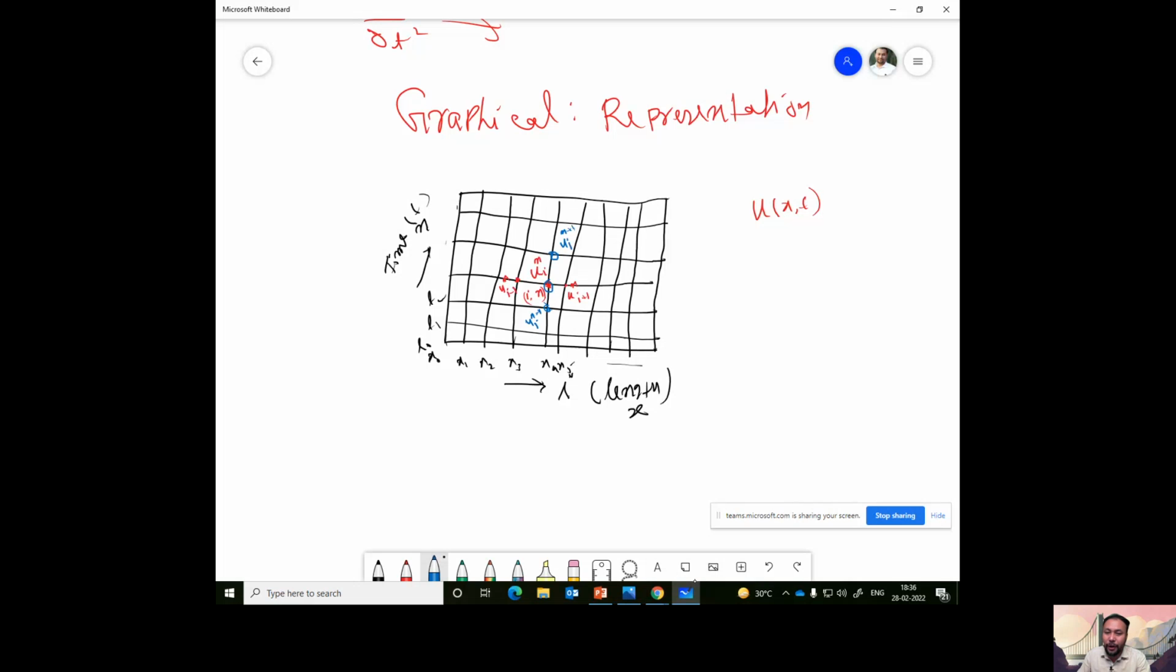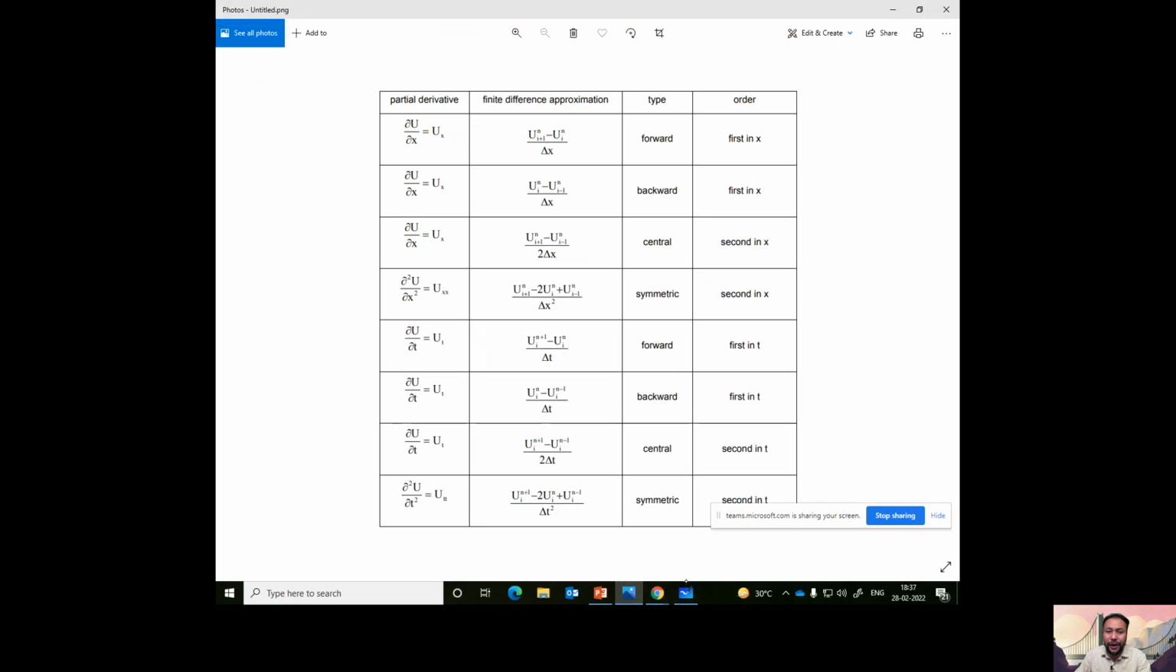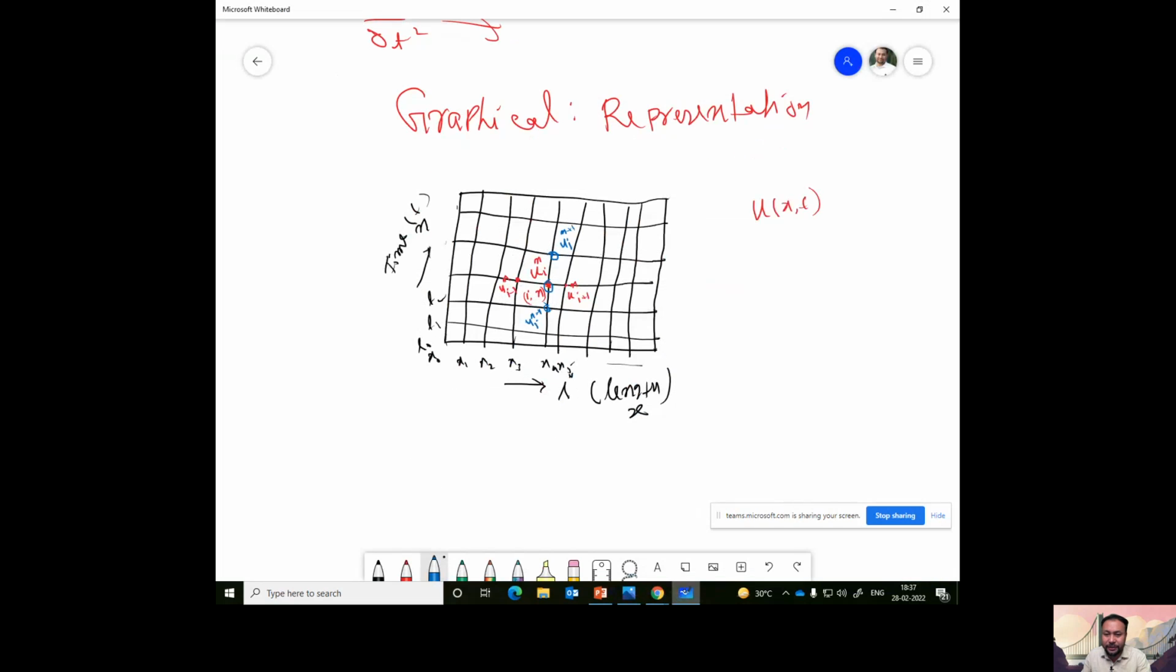So now, if this point is i comma n, meaning u i n, then if I move left of this point, i will be decreased by 1. If I move right of this point, i will be increased by 1. If I move above this point, I get n plus 1. If I move below this point, I get n minus 1. That's why, if I want to find the differentiation, how can I represent it from the graph?